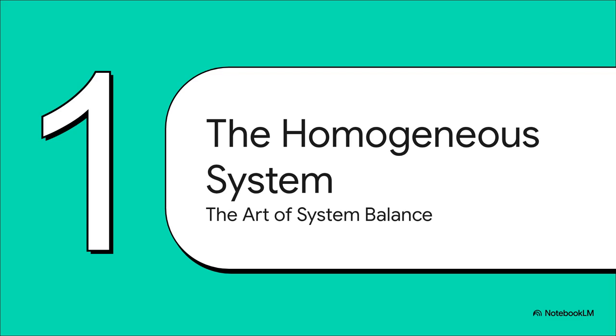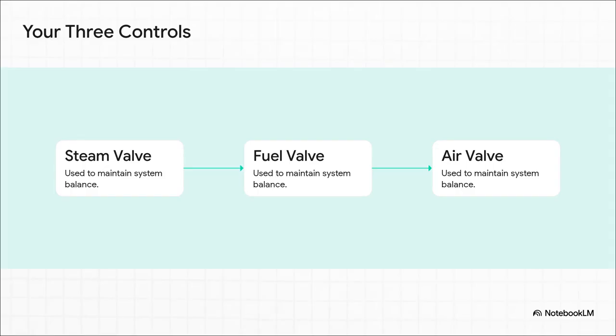Look, before you can fix a problem, you have to know what normal looks like. For us, we call that a homogeneous system. It's basically the baseline state where everything is just humming along perfectly in balance. This is our goal on a nice, quiet day. And these are your tools, your three main controls: the steam valve, the fuel valve, and the air valve.